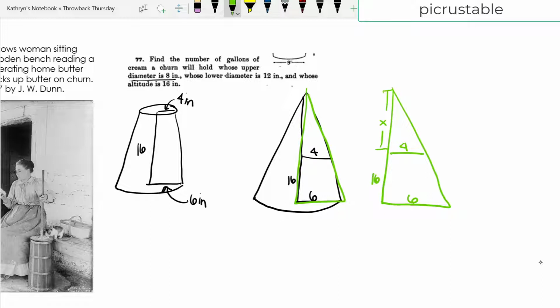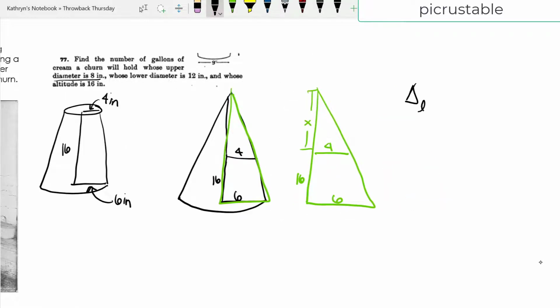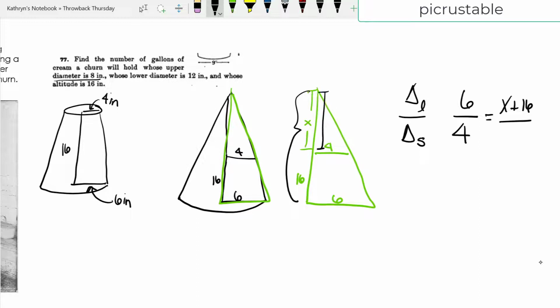What's really cool is we have similar triangles. It doesn't matter if you do little triangle over big triangle or big triangle over little triangle. Let's do the large triangle over the little triangle. I'm going to put S for small. Large triangle has a base of 6, and the small triangle has a base of 4. The large triangle has height of x plus 16. Small triangle has a height of just x.